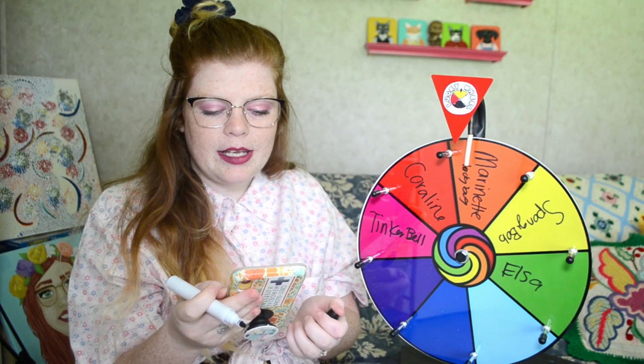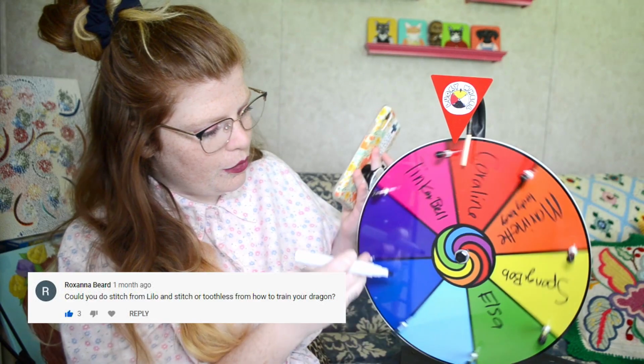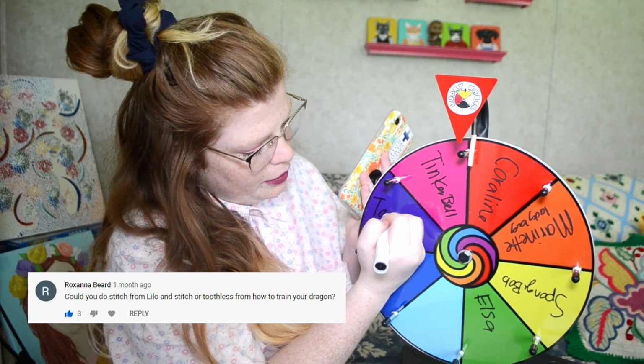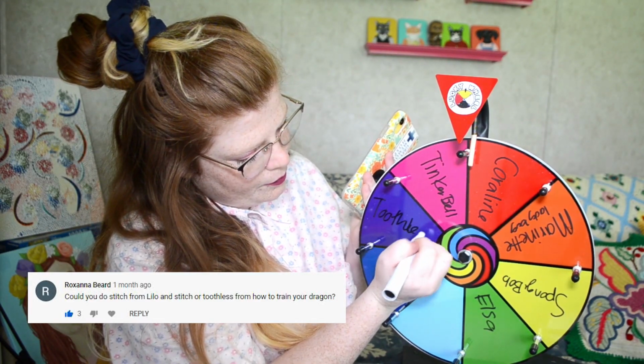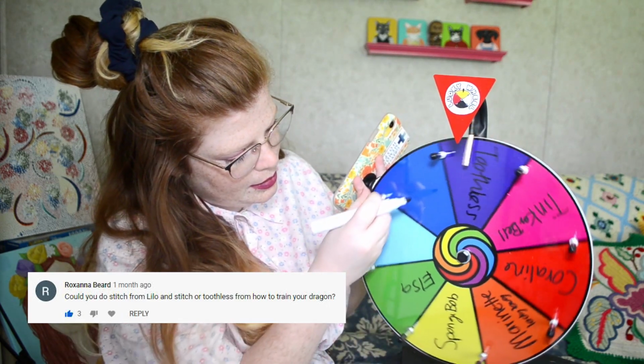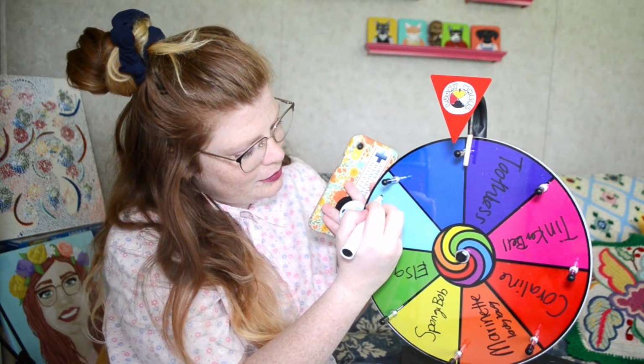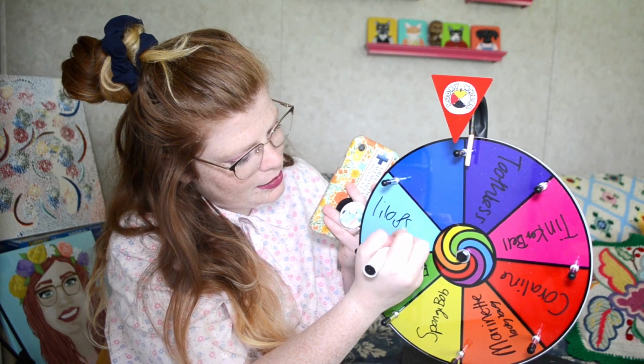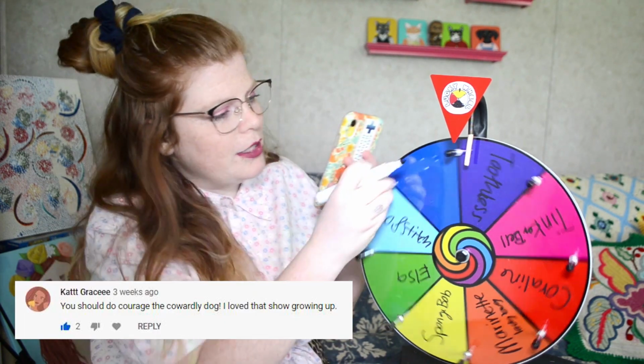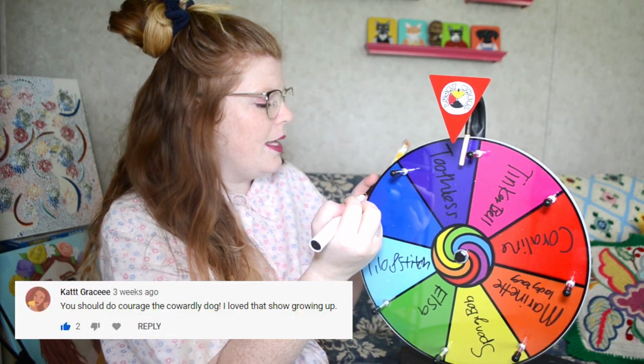This person said, can I do Lilo and Stitch or Toothless from How to Train Your Dragon? So let's do Toothless right here. And, well, she said Lilo and Stitch. So do I just paint both of them on a circle? Lilo and Stitch. Alright, we only have space for one more. And it is Courage the Cowardly Dog from Cat.